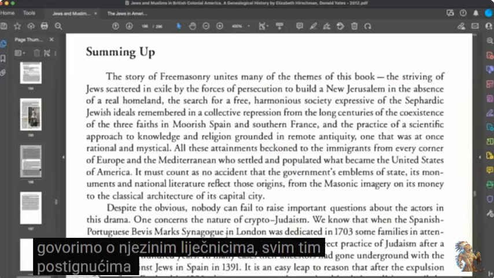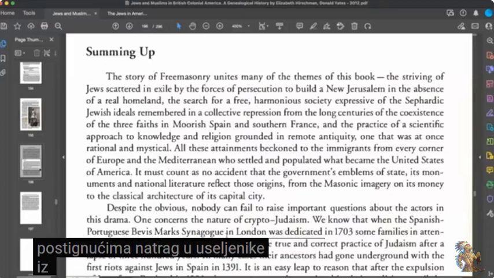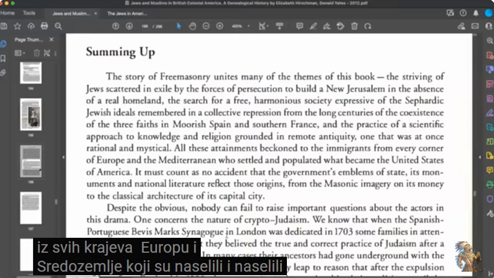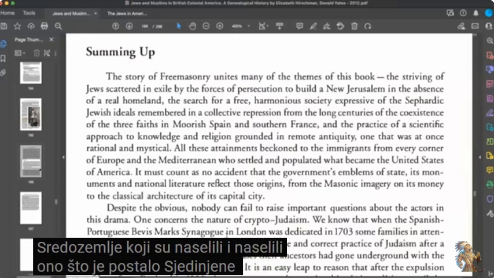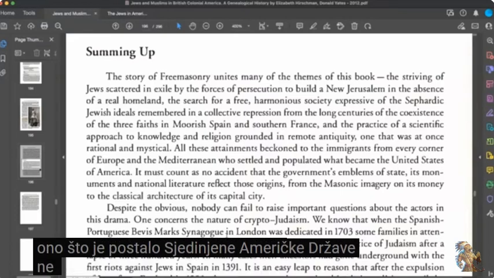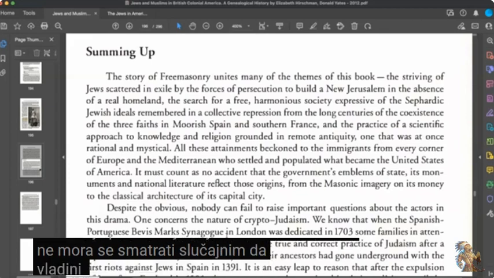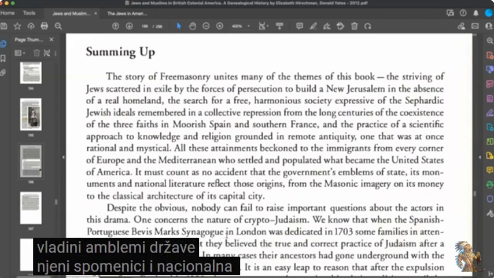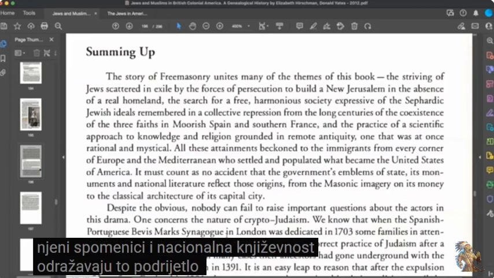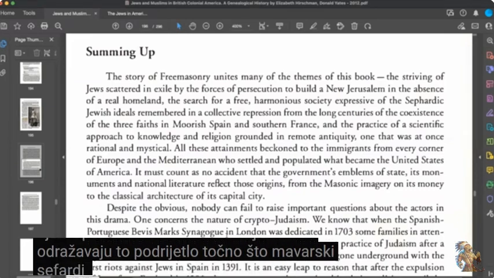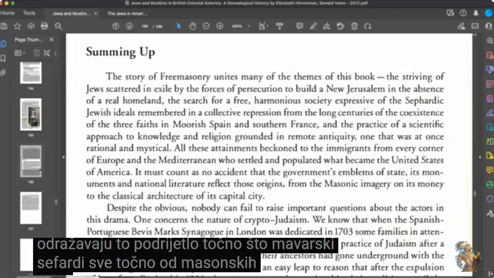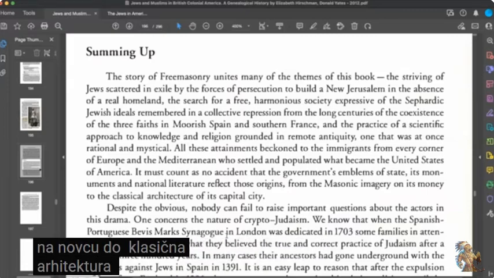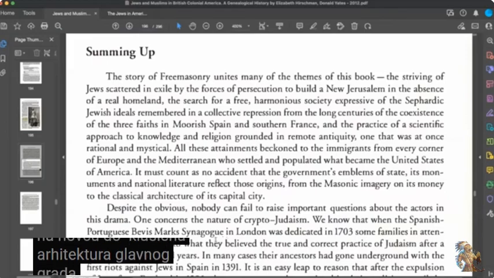All these attainments beckoned to the immigrants from every corner of Europe and the Mediterranean who settled and populated what became the United States of America. It must count as no accident that the government's emblems of state, its monuments, and national literature reflect those origins, all right? What Moorish, Sephardic, all right? From the Masonic imagery on its money to the classical architecture of its capital city.